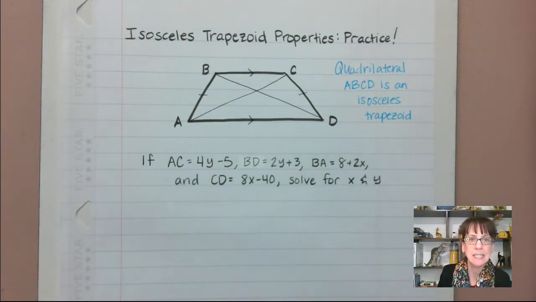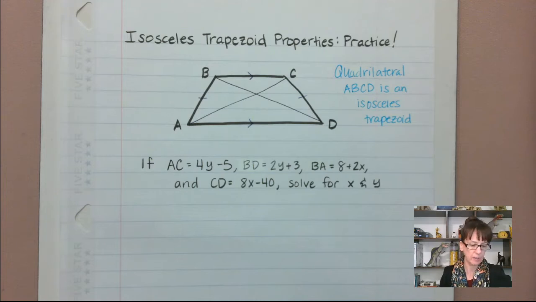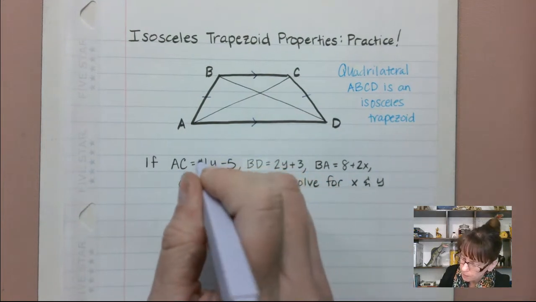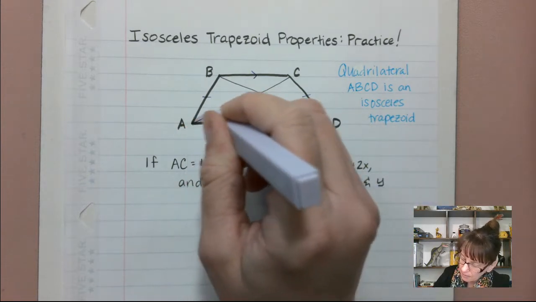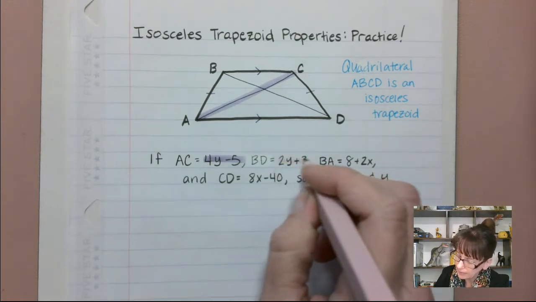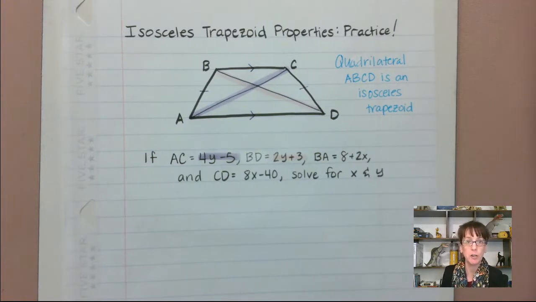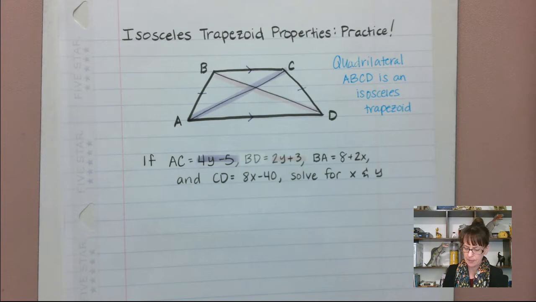So if AC is 4y minus 5, and BD is, let's write that in. Oh, AC is this one right here. I think using a highlighter might help differentiate which is which. So AC is this one right here, and then BD is 2y plus 3. That's this one right here. Well, that's helpful because we know that these diagonals are congruent.